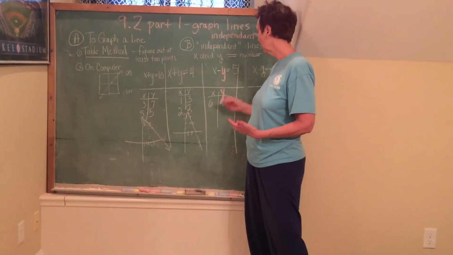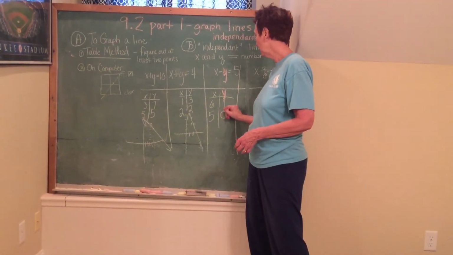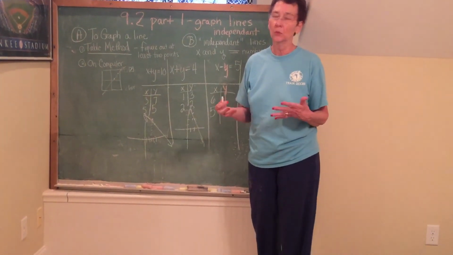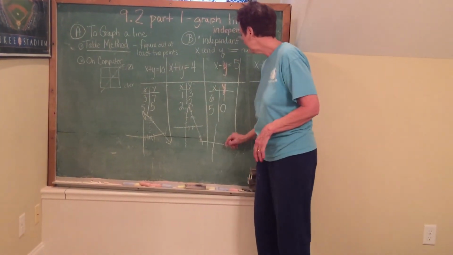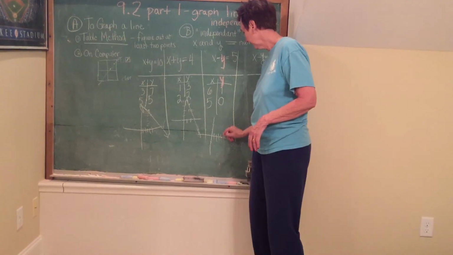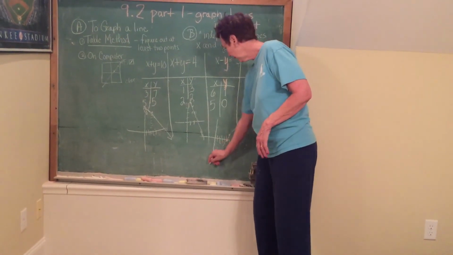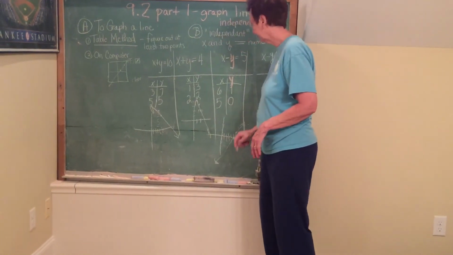I need another pair of numbers. Give me two more numbers that when I subtract them, 5 and 0. There you go. Don't pick real huge numbers. Just pick small numbers that will work. All right. When you graph it then, 6, 1 would be right there. 5, 0 would be right there. And then you would have your little line drawn.